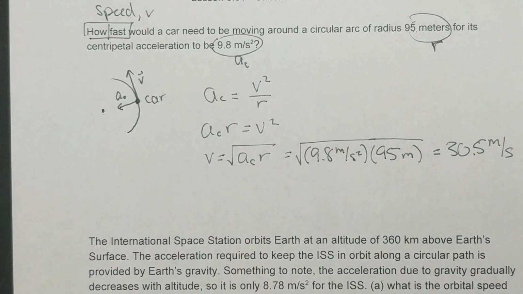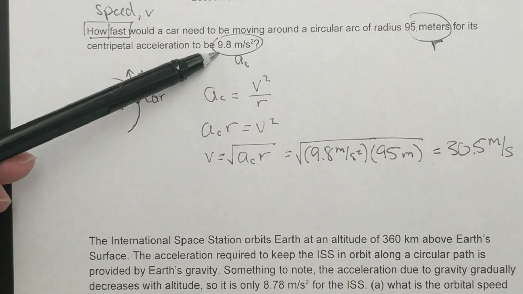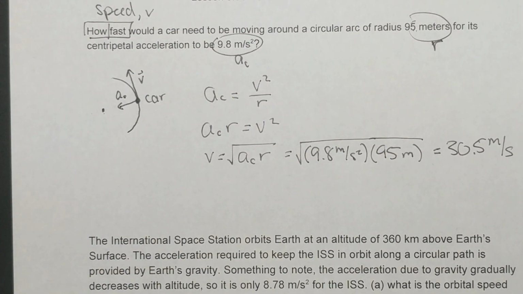Just to see if this is reasonable, remember an offhand way we can convert this to miles per hour, roughly speaking, is doubling this. So the miles per hour would be roughly 61 miles per hour. Actually, if we legitimately converted, it would be 68 miles per hour. So a car would need to move at 68 miles per hour to feel an acceleration of this amount. So that type of problem is pretty straightforward. But let's look at an example that's very interesting.